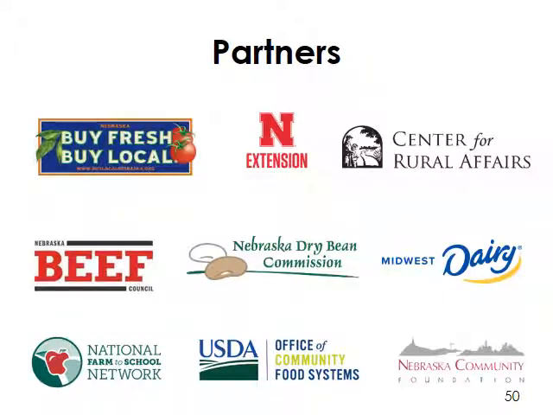There are also many resources offered by Nebraska Farm to School partners. You'll find a local food guide on the Buy Fresh, Buy Local website. Archived food chat recordings are on the Nebraska Extension website, intended to connect Nebraska producers with current best practices and networks. The Center for Rural Affairs website provides a greenhouse to cafeteria toolkit, among other resources.